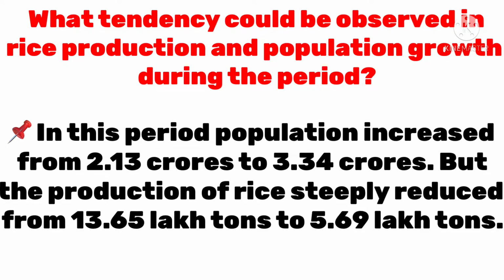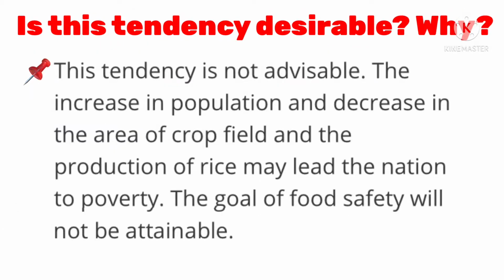In this period, population increased from 2.13 crores to 3.34 crores. But the production of rice steeply reduced from 13.65 lakh tons to 5.69 lakh tons. Is this tendency desirable? Why?